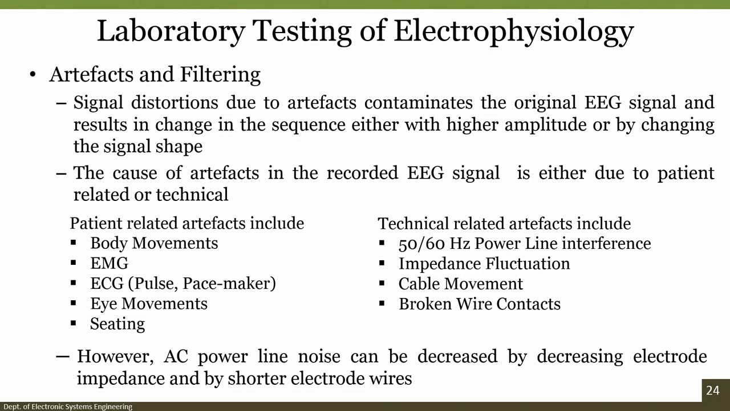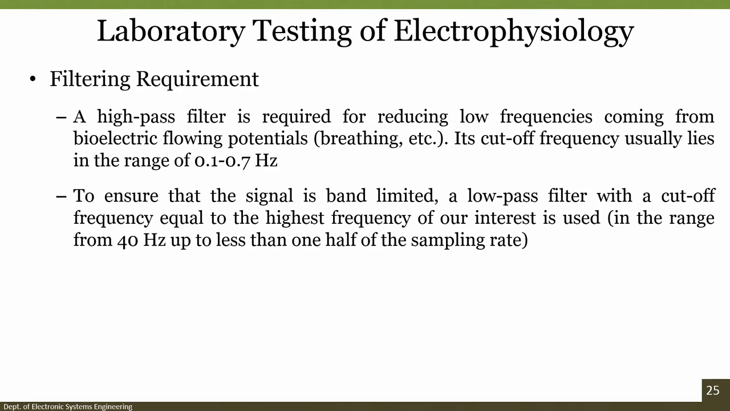Technical artifacts include 50-60 hertz power line interference, that is the first thing. The second is impedance fluctuation, third is cable movement, and fourth is broken wire contacts. These are the four technical artifacts. However, AC power line noise can be decreased by decreasing electrode impedance and by using short electrode wires. So we can reduce this power line noise by reducing the electrode impedance, and that is where the gel comes into play, or if you use a dry electrode then the impedance will also be less, and we can reduce the wires, right. So that is another way of taking care of the noise.